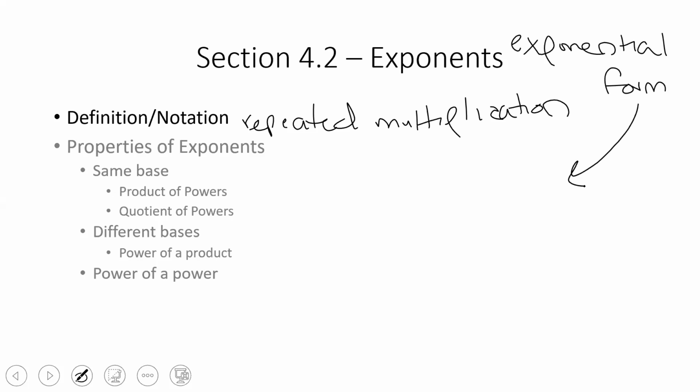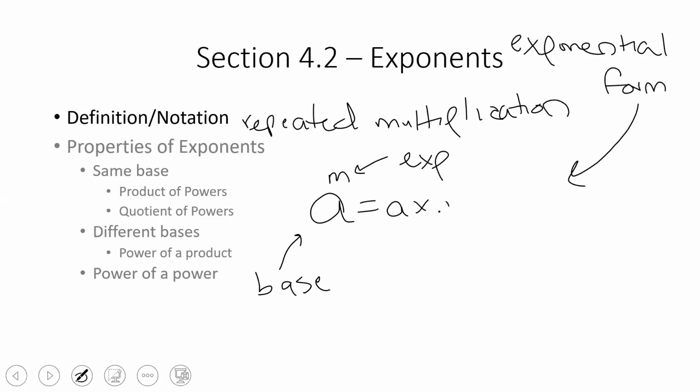What we're doing is we're taking some number, and notice here I'm going to work with letters first, but we're going to take some number A. This is going to be called our base. And we're going to raise that base to an exponent. So here I'm just going to use the letter M for now. So this is our exponent. And what this is doing is it's telling us that we want to take A times itself M number of times.